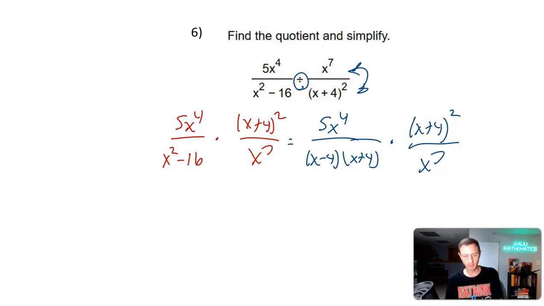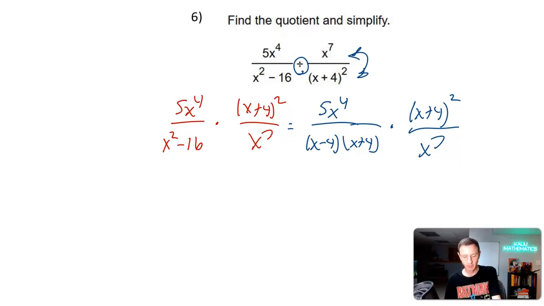Okay, now we have to make some simplifications. I have an x plus 4 squared right here, so that means we have x plus 4 times x plus 4. We have two x plus 4s. I have a single x plus 4 on the bottom, so that's going to simplify with one of those. I'm going to write this as x plus 4 times x plus 4, so you can see that cancellation. I don't like just getting rid of the exponent.